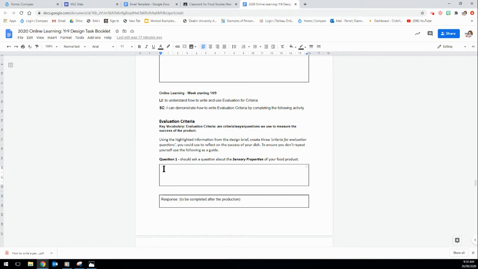So according to the design brief, the homemade pizza needs to be appealing to a range of students in age from, I think it was 8 to 18 or something like that, 12 to 18. So you need to go back through the design brief, and have a look at what were some of the considerations and the constraints. And then you need to formulate a question that you can use to evaluate your product after you've made it in Term 4.